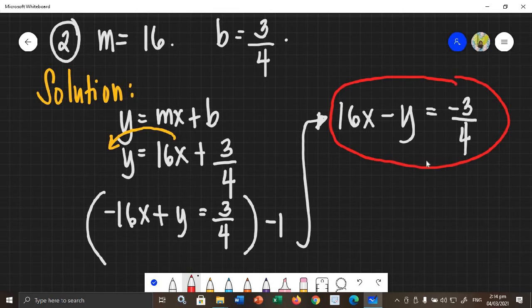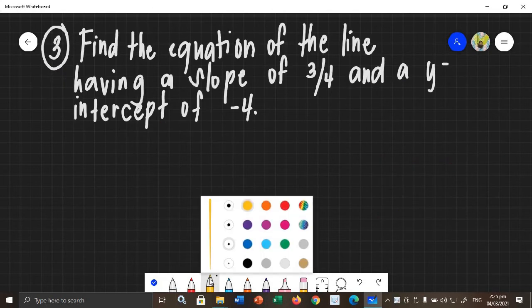Yung constant mo, which is this one, okay lang siya maging negative, as well as yung coefficient ng y. But then, yung kailangan nating i-avoid na maging negative is yung coefficient ng x. As much as possible, kailangan lagi siya positive. So, this is now the required equation of the line having a slope of 16 and a y-intercept of 3/4. Next is example number 3.